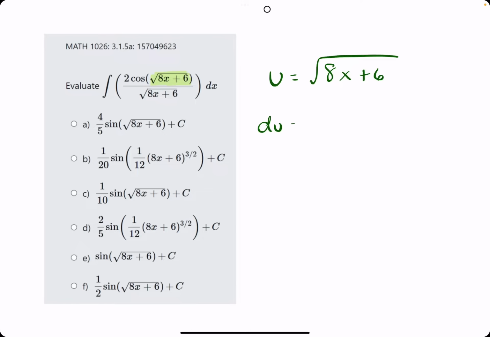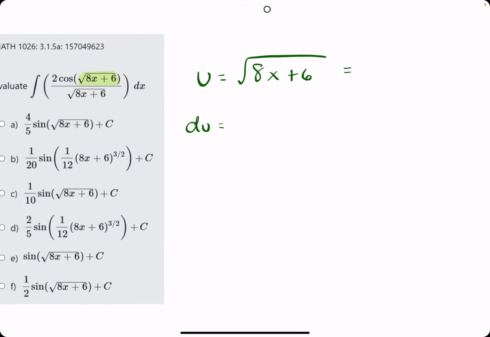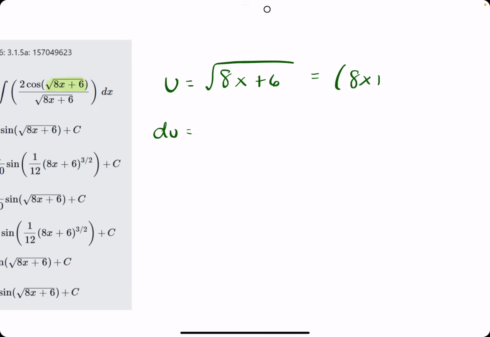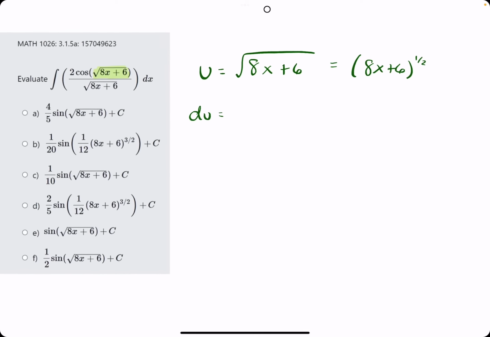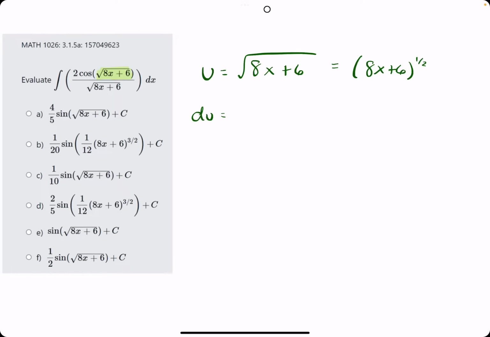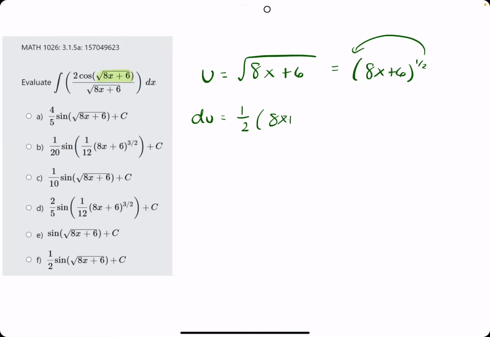So we want to find the derivative of this. So it'll require some chain rule. It might help to rewrite this U as 8x plus 6 all to the 1/2 power. So rewriting the square root as a power of 1/2. This allows us to take the derivative of the outside layer, the 1/2 power, using power rule. So we want to bring this 1/2 out. We want to leave the inside layer the same, so 8x plus 6, and then we subtract 1 from the original exponent to give us negative 1/2.